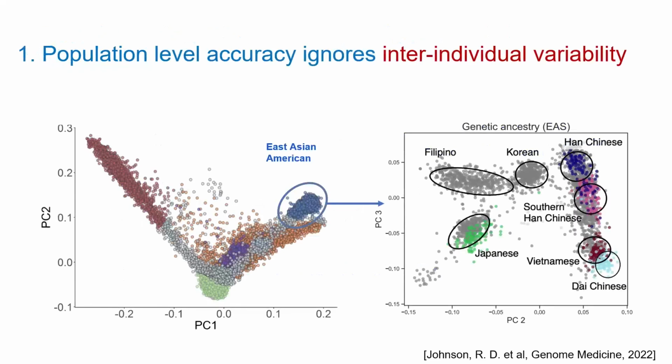Okay, so let me dive a little bit into the inter-individual variability. If I take the cluster of East Asian Americans at UCLA, and then run another principal components analysis just on those individuals labeled as blue there, then you start seeing more interesting clusters. So you see individuals that are of Filipino ancestry, of Korean, of Japanese.